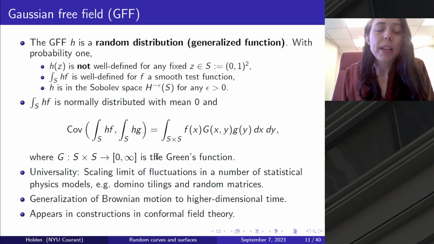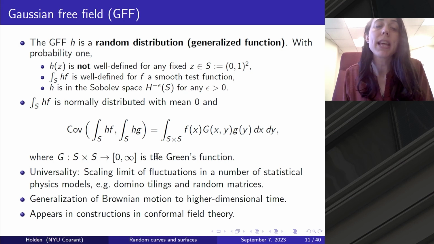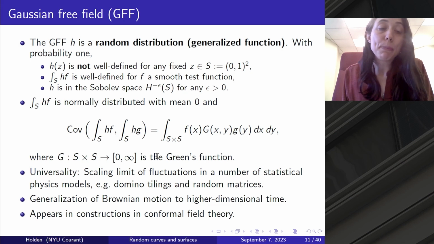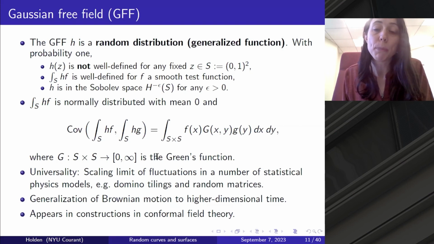So we have seen that both the SLE and the Brownian motion describe the asymptotic behavior of a number of discrete models. So they are universal random objects, and the Gaussian free field satisfies a similar universality. It has been proven that it describes the scaling limit of fluctuations in a number of statistical physics models. For example, fluctuations in the characteristic polynomial of certain random matrices, and also fluctuations in domino tiling height functions.